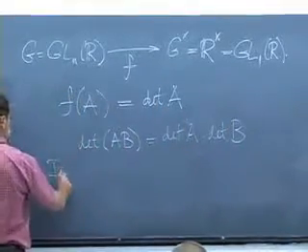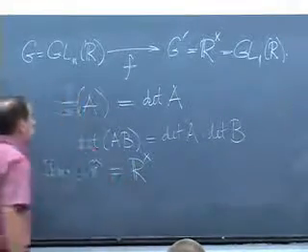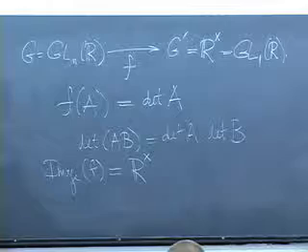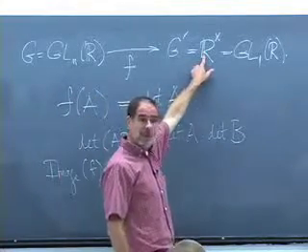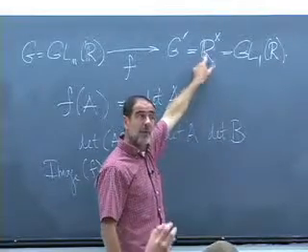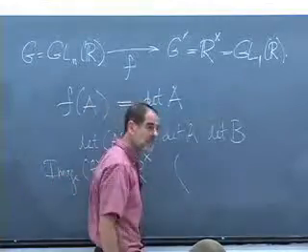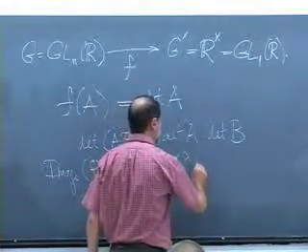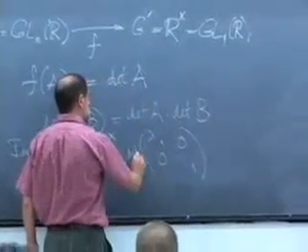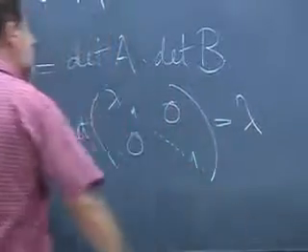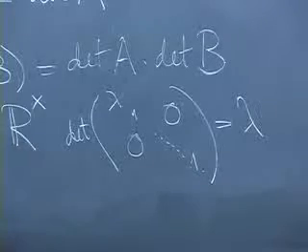This map has image all of R star, because you can get down a matrix with any determinant. You have to prove that. If I want to hit some real number, can someone give me a matrix which has that determinant? You could take the identity with the upper left entry changed. Exactly. If I want to make an element with determinant lambda, I take this matrix, and the determinant of this matrix is the product of the diagonal entries, which is lambda. Good. So that's the proof of the image.